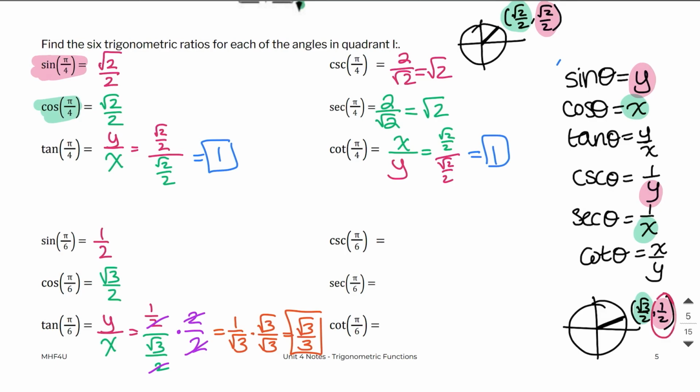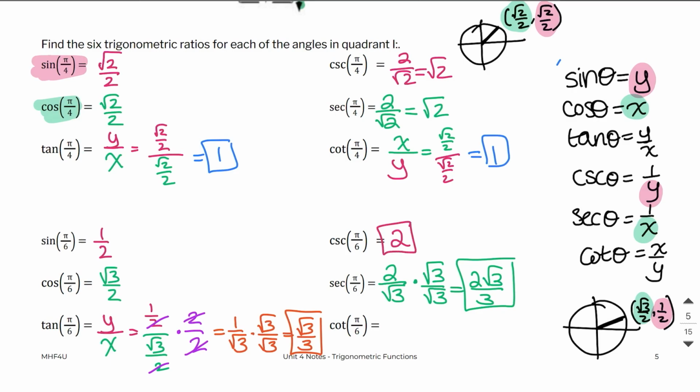Okay, so now cosecant is going to be the reciprocal of the y value. So the reciprocal of 1/2 is going to be 2. Secant of pi over 6 is going to be the reciprocal of the x value. So this would be 2 over root 3. But again, I need to rationalize this denominator here. So I need to multiply numerator and denominator by root 3 over root 3. So I get 2 root 3 over 3, and that's completely simplified. I guess I should put boxes around all of these.